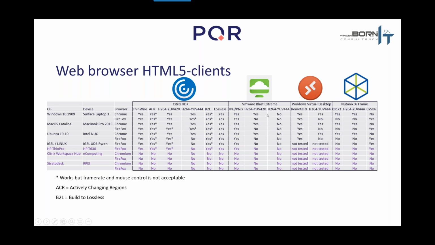The other vendors block it. For example, if you're using VMware Horizon or Windows Virtual Desktop or Xi Frame, they just block the options for Firefox. On the other hand, we've noticed that when you're using an ARM-based device like the Workspace Hub or the Raspberry Pi 3, it's impossible to use HTML5 clients, since those ARM devices are too slow to support this.